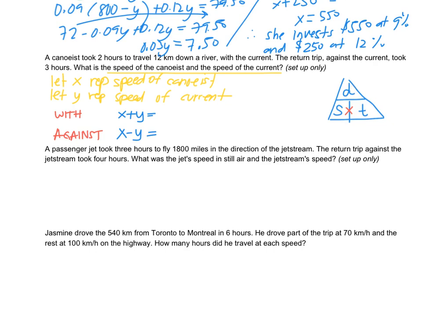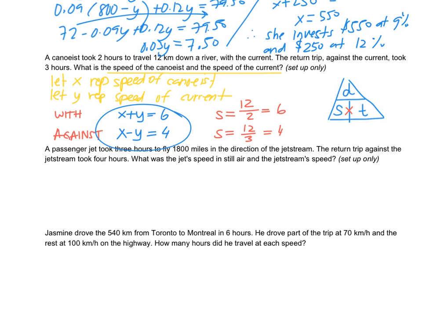So I'm just going to do a side calculation. The speed with the current was the distance, which is 12, divided by 2. So that's 6 kilometers per hour. Whereas when he's going against the current, it's still 12 kilometers, but this time it took 3 hours. So that's a speed of 4 kilometers per hour. So there's our linear system, and then you can solve using substitution or elimination, whatever you'd like.